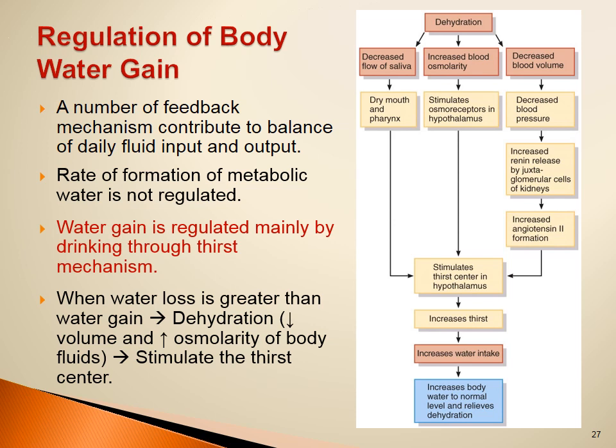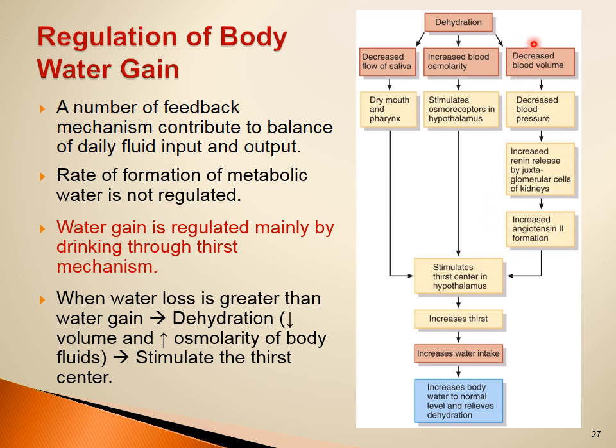thirst center. So if we have dehydration, there is decreased flow of saliva. This will lead to dry mouth and dry pharynx. Both will stimulate the thirst center in the hypothalamus. Again, dehydration will increase the blood osmolarity, and this increased osmolarity will stimulate osmoreceptors in the hypothalamus, which in turn will stimulate the thirst center in the hypothalamus.